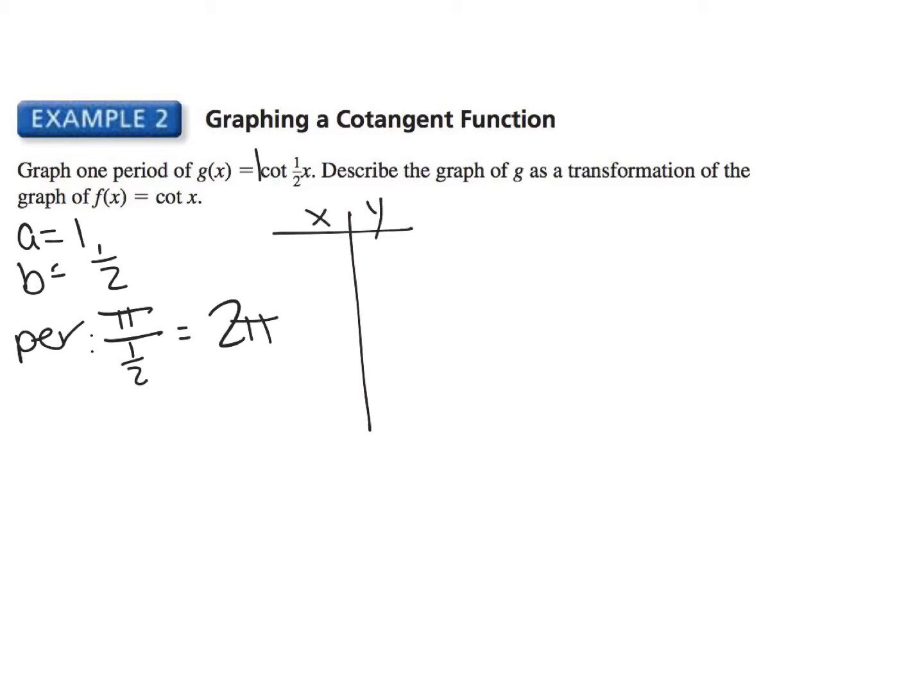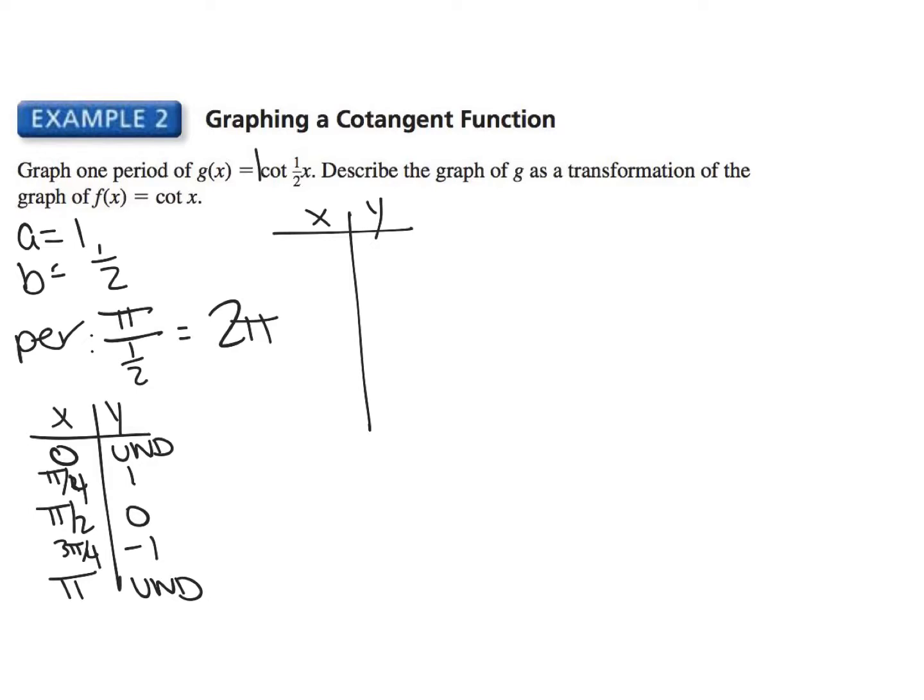That's going to be from my transformed table, and down here I'm just going to do my regular cotangent table, you guys. Cotangent, that table that we did, goes from 0 to pi. Pi over 2, pi over 4, 3 pi over 4. It's undefined. 1, 0, -1, undefined. So that's the parent or the plain old cotangent table that we're going to use to morph our graph.